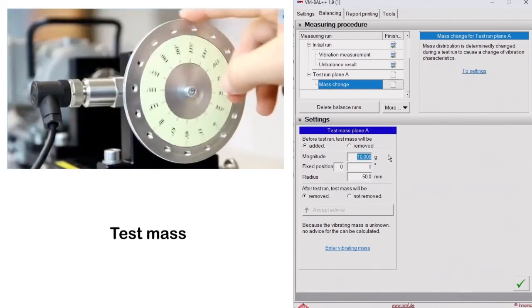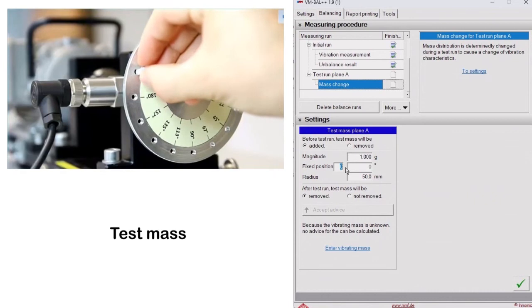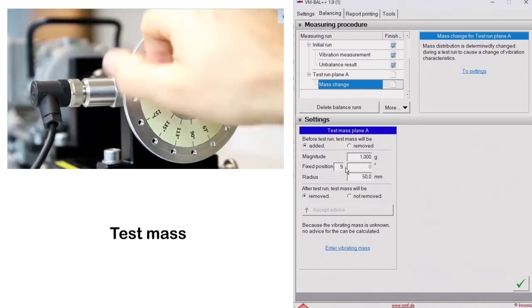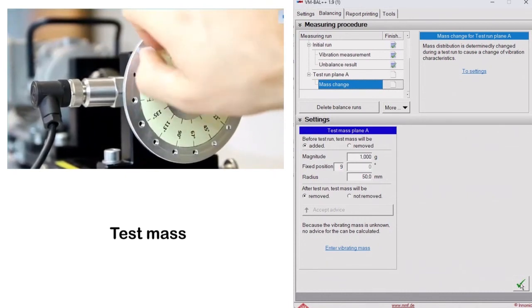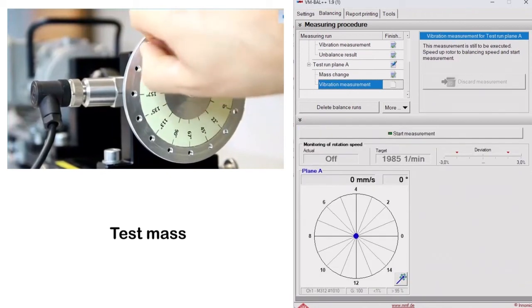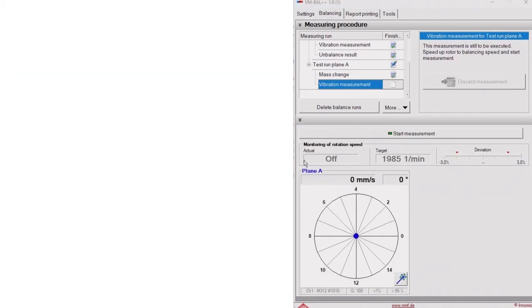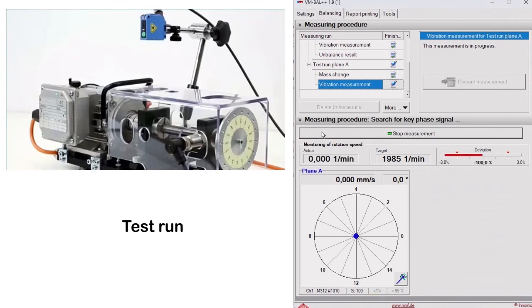To do this, we attach a test mass of 1 gram to the rotor at fixed position number 9, which corresponds to an angle of 202 degrees. After confirming the details, we switch to the test run.